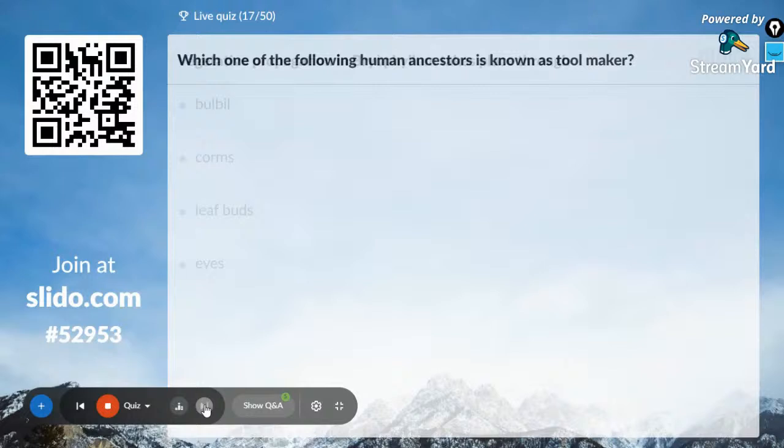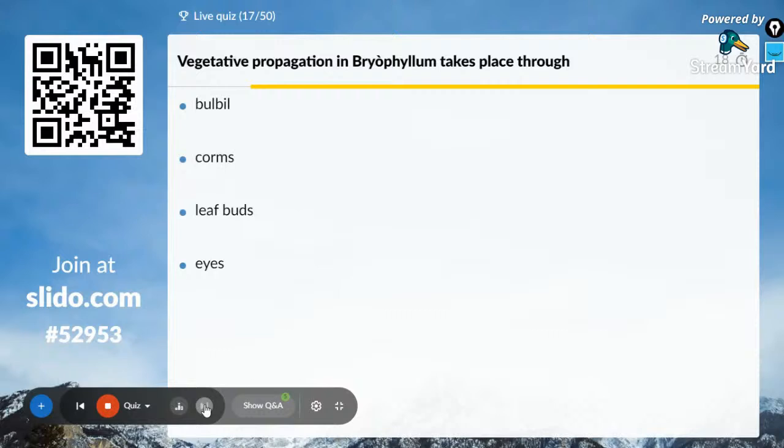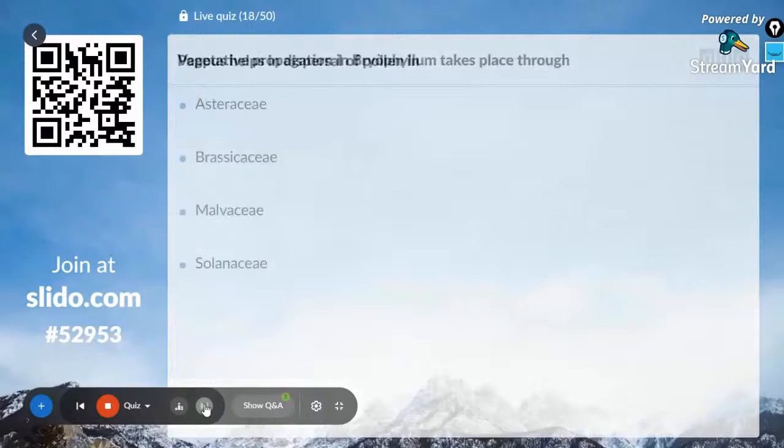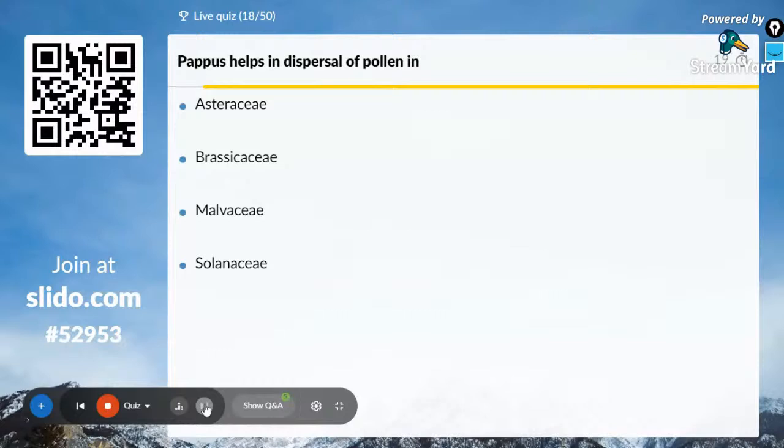Yes, NEET level questions. Vegetative propagation in Bryophyllum takes place through bulbil, corms, leaf buds, eyes. Yes, very good. The correct answer is leaf buds. Next question, again a previous year Jipmer question. Pappus helps in dispersal of pollen in: Asteraceae, Brassicaceae, Malvaceae, Solanaceae.